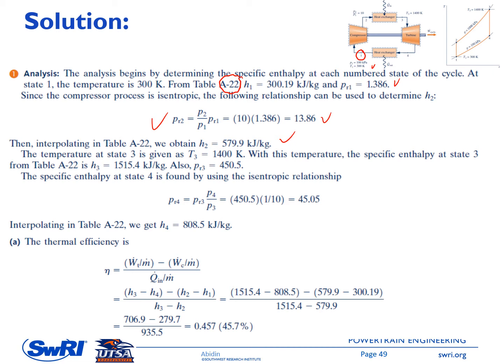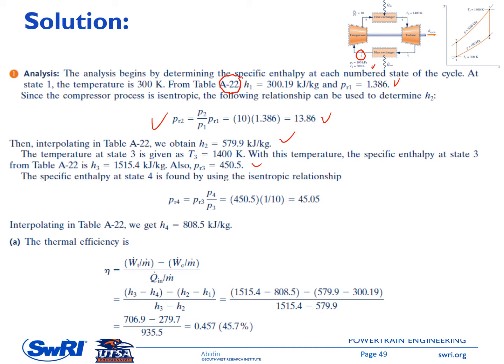And then go to operating point number 3. The temperature is given, 1400 Kelvin. So you should be able to get H3 and PR3 from table A22 directly. And I believe you don't need to do interpolation because 1400 Kelvin data is available there. So H3 is 1515.4 kilojoule per kilogram, and PR3 is 450.5.